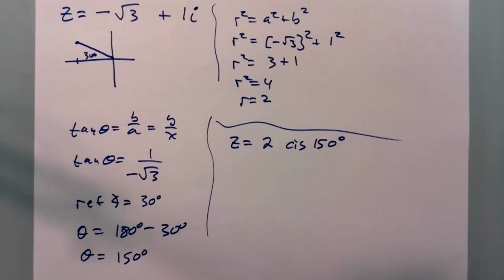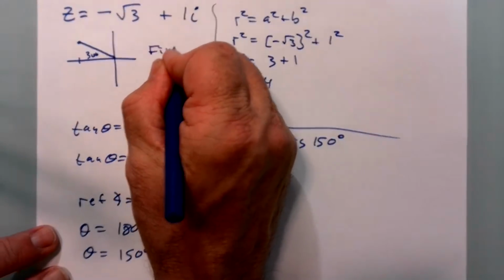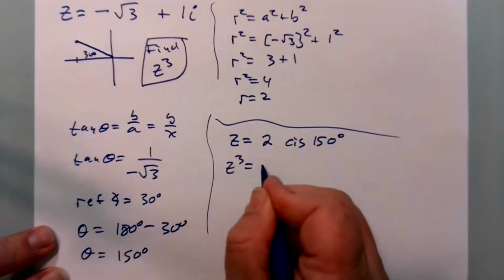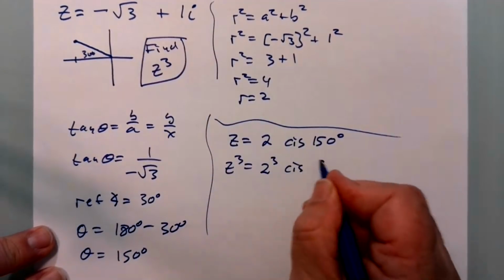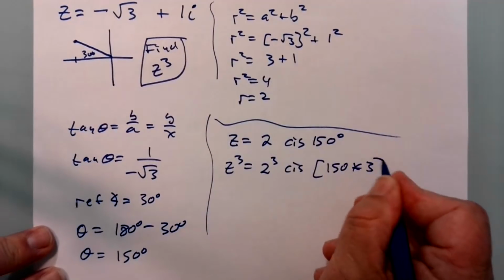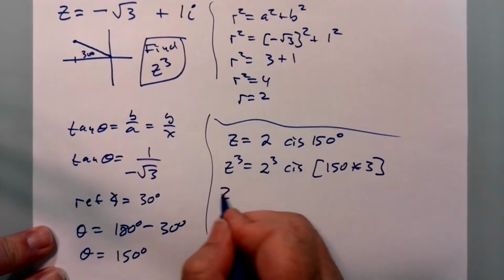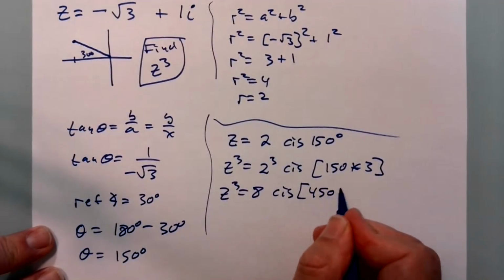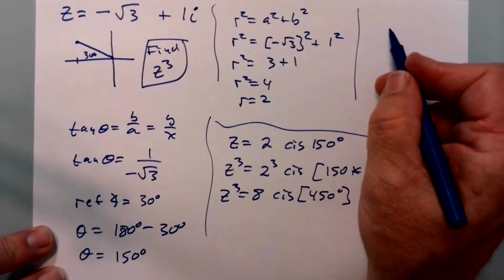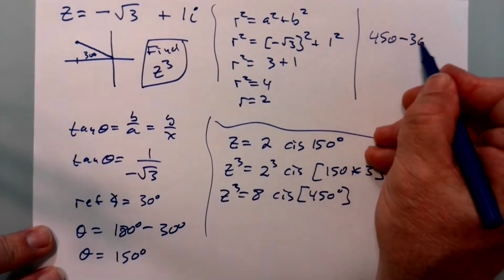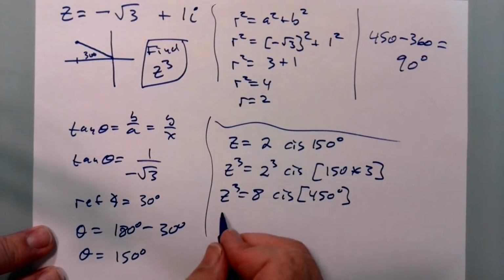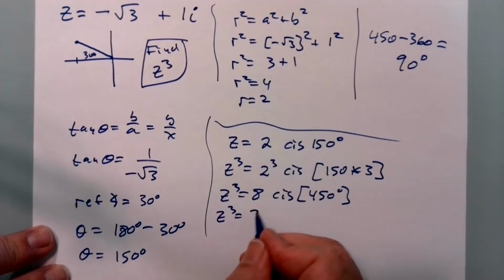What do I want to do with that? Let me ask you to find Z cubed. So that'll be our question. Find Z cubed. If that's our goal, then Z cubed will be 2 cubed cis 150 times 3. So Z cubed is 8 cis 450 degrees. Now, you'll see that's actually kind of nice because 450 minus 360 is 90. So cis 450 is the same as cis 90. So Z cubed is 8 cis 90.